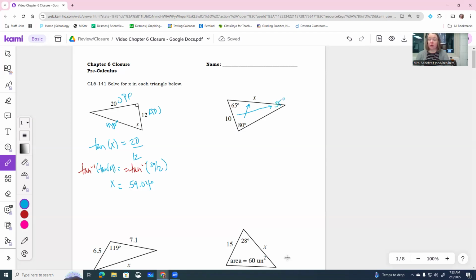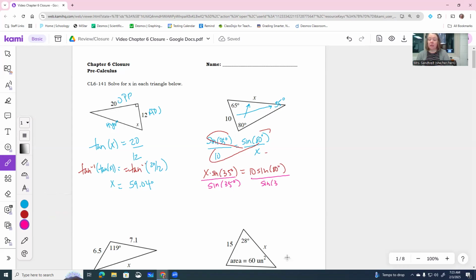So this angle is 35. So my ratio would be the sine of 35 over 10 equals the sine of 80 over x. It's always the sine of the angles over the sides across. And then to solve this, we multiply the diagonals together and set them equal. So I would have x times the sine of 35 equals 10 times the sine of 80. And then to get the x by itself, I would divide off the sine of 35.